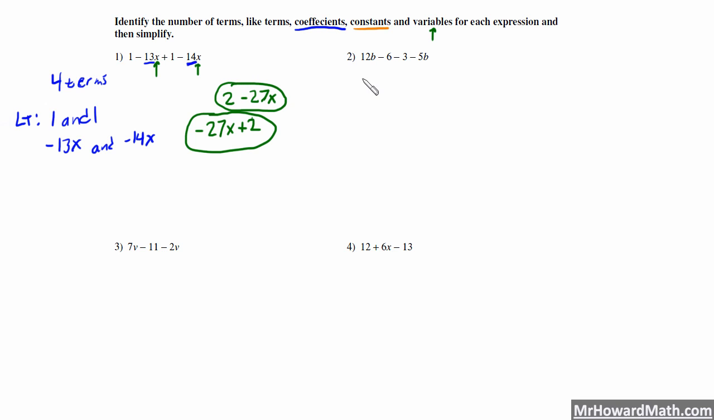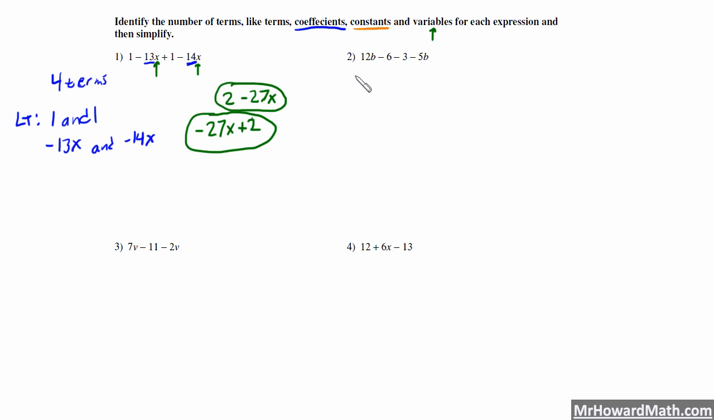All right, next. We have 12b minus 6 minus 3 minus 5b. So we need to identify terms. 4 terms, 1, 2, 3, 4. Like terms, we have 12b and 5b are like terms, and negative 6, negative 3 are like terms. Let me say that again. 12b and negative 5b. I need to include that sign. And negative 6 and negative 3. Okay, those are the like terms.